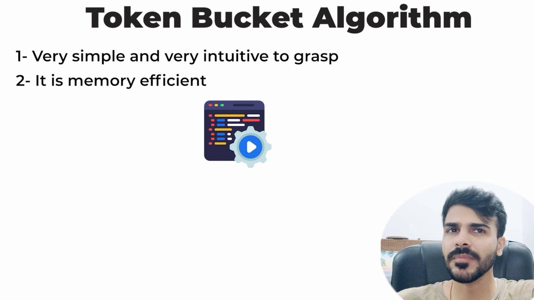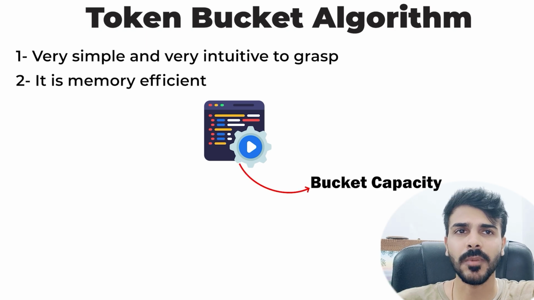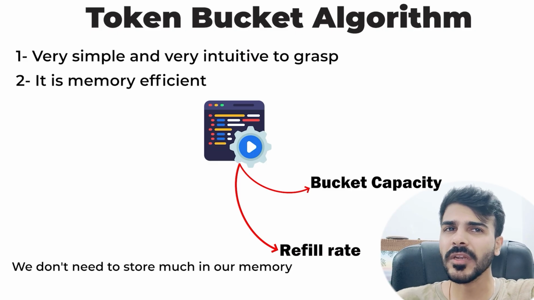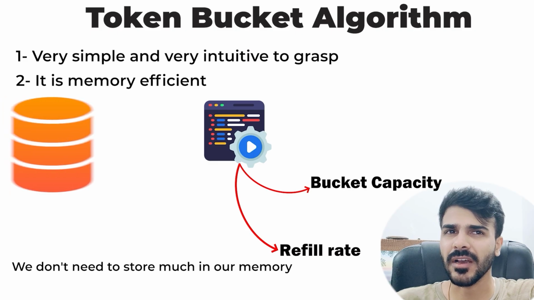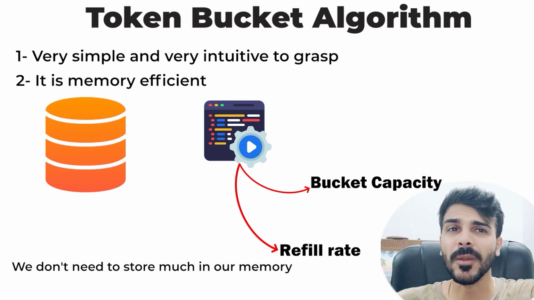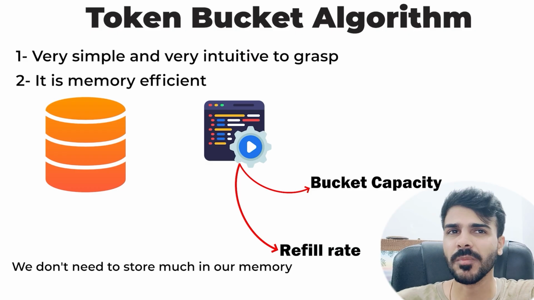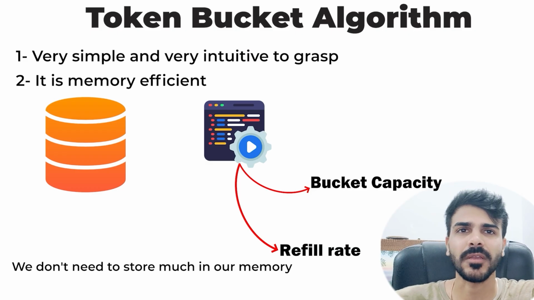Specifically for this algorithm, there are 2 parameters or variables required. One is the bucket capacity and the second is the refill rate. Whenever we try to implement this algorithm, there are just 2 primary parameters that we use: the bucket capacity and the refill rate. Therefore, we don't need to store much in memory when we are trying to implement and run this algorithm, and therefore it is memory efficient. It's just two variables that we need to keep track of in memory.